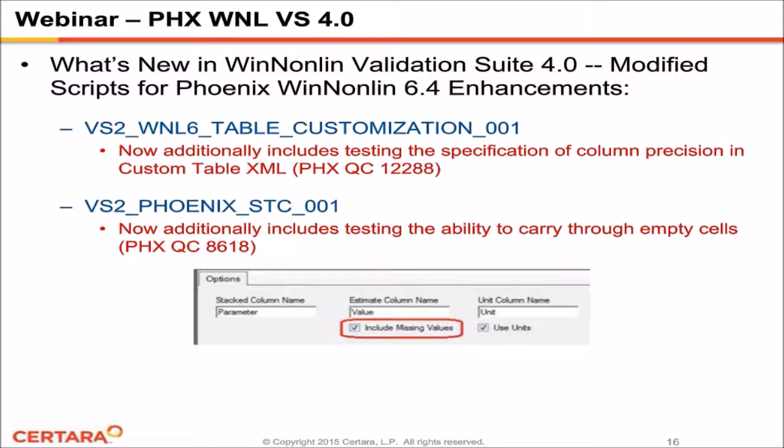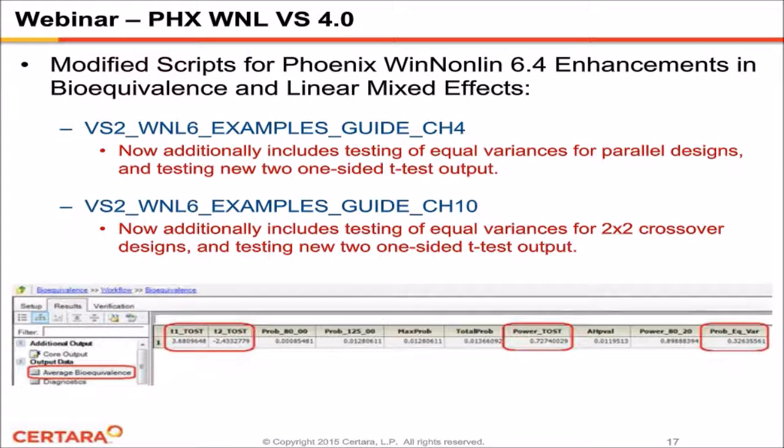Okay. We have some new output in bioequivalence. If you look at the bottom of the screen, on the average bioequivalence worksheet, we now have the t-values of the two one-sided t-tests. We previously had the p-values for the two one-sided t-tests, but now we also include the t-values. We include the power of the two one-sided t-tests. That's a new output. And we also now do, for certain designs, a test for equal variances, and we can include the probability of equal variances in the output.